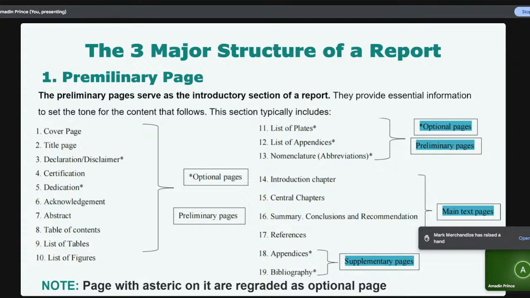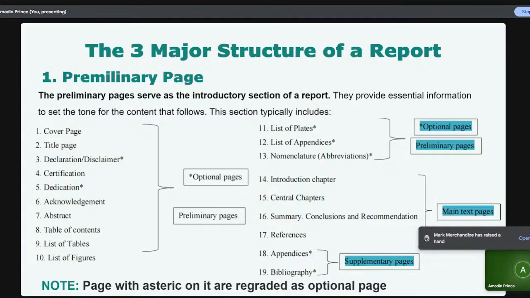So there are some things you need to know here. Not all of them are necessary in a report. Most parts of it are optional. If you observe in section 3, there's an asterisk there, on 5, 11, 12, 18 and 19. The parts where you have an asterisk are optional pages. You don't necessarily need to write them. But the parts where you don't have an asterisk are a must. You must put them, because those things make up your report and make it professional.